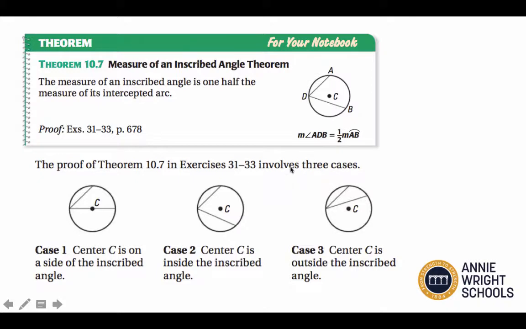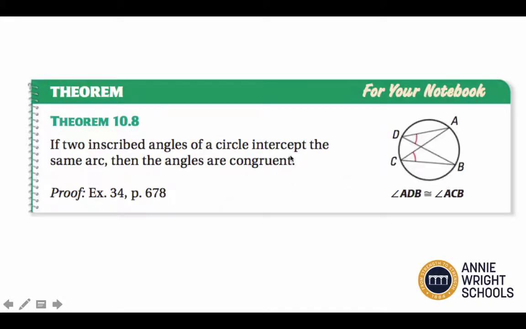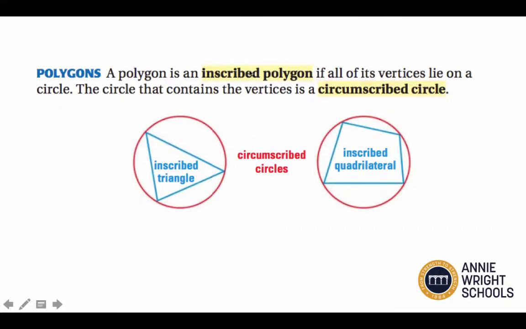From that one theorem, we get a lot of different other theorems. We can prove that if two inscribed angles intercept the same arc, then they're congruent. That one's pretty obvious. We can start talking about polygons that are inscribed in a circle, or we can talk about circles that are circumscribed about that polygon. And then once we get a polygon inscribed into a circle, we've got 1, 2, 3, 4. We've got all these different types of inscribed angles as well.